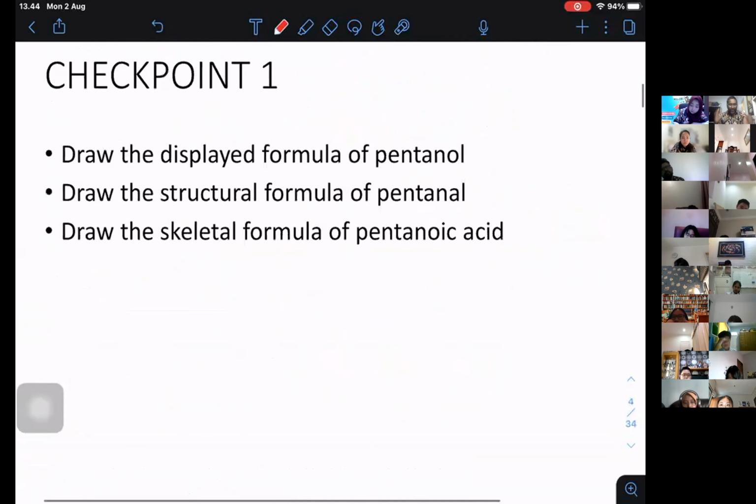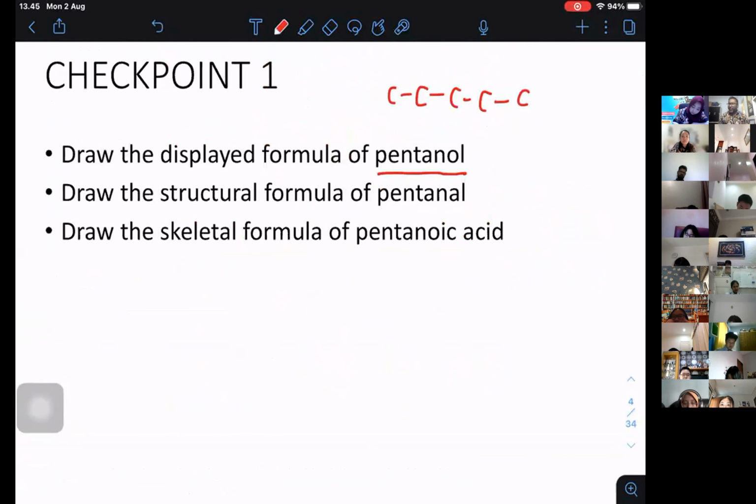Now, let's look into the checkpoint. Draw the displayed formula of pentanol. So how do I draw the displayed formula for pentanol? Penta is 5. By this time you should know. If you are not sure, please revise. Penta is 5 carbon. It's pentanol. They didn't tell what number. The moment they don't tell you what number, you take it as 1. So the OH can be at carbon number 1. Carbon number 1 can be here, or carbon number 1 can be here. Up to you. Let's say I'm going to put the OH here.